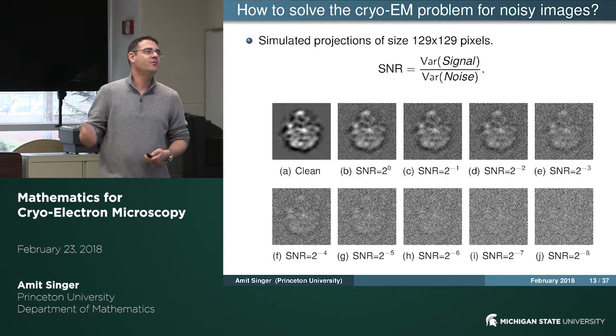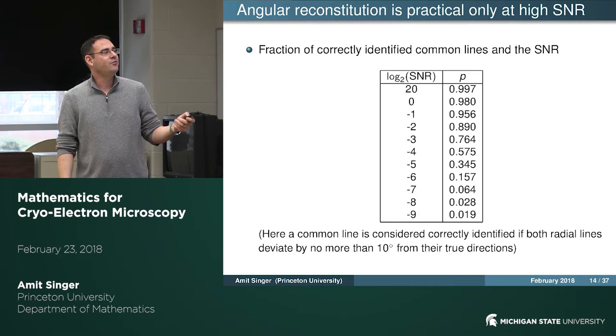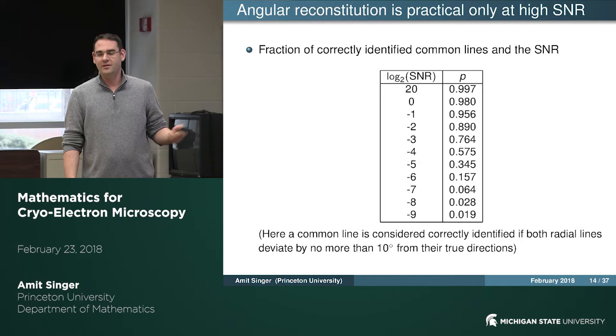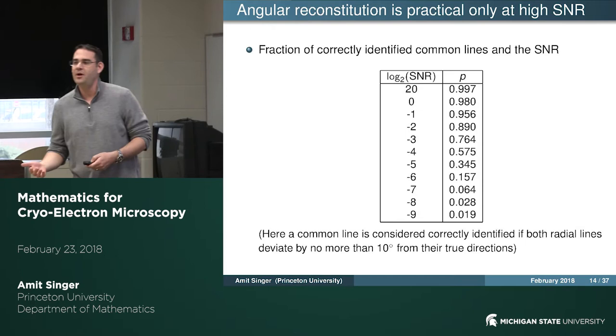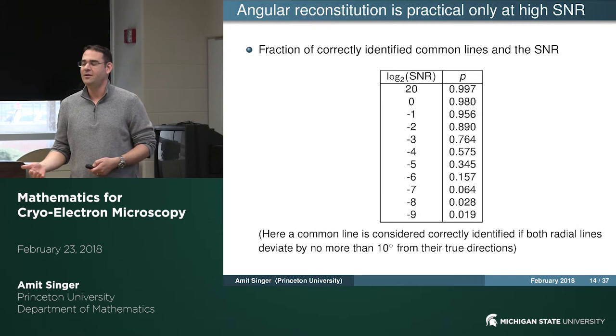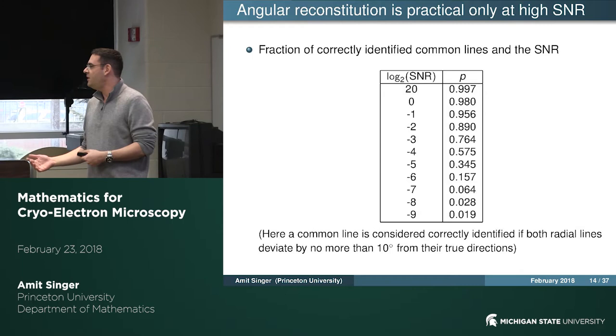And so our ability to detect common lines deteriorates very quickly as the SNR goes down. And maybe only say 1 in 10 pairs of images will detect the common line correctly. So if you try to do angular reconstitution and you need 3 pairs of common lines to be detected correctly, only 1 in 1,000 will succeed. You have to be very lucky. And even if you succeeded, once you add the 4th image and the 5th image, you are bound to make mistakes, and those mistakes will accumulate.